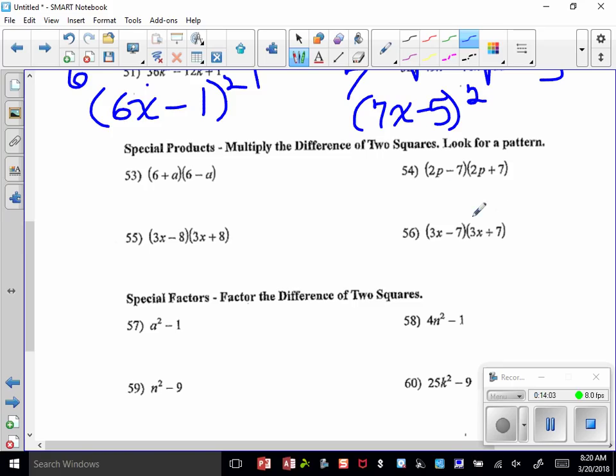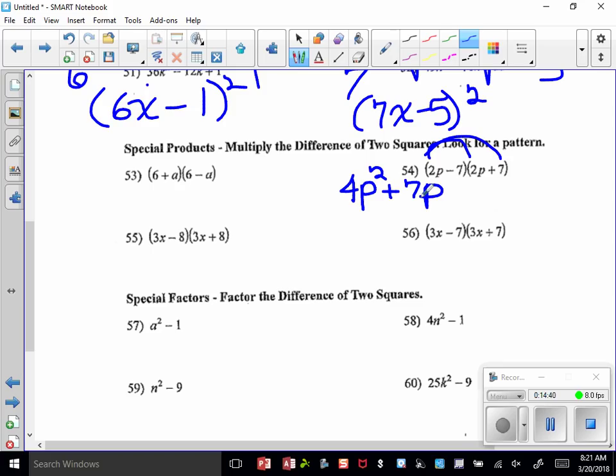So when that happens, and I'm going to first do it the long way, but then I'm going to show you a shortcut. When this happens, you're not going to have a middle term. The middle term will cancel out. So let's work it out first the long way. I'm going to start with 54. 2p times 2p is 4p squared. And we learned how to do this a couple days ago. 2p times 7 is a positive 7p.